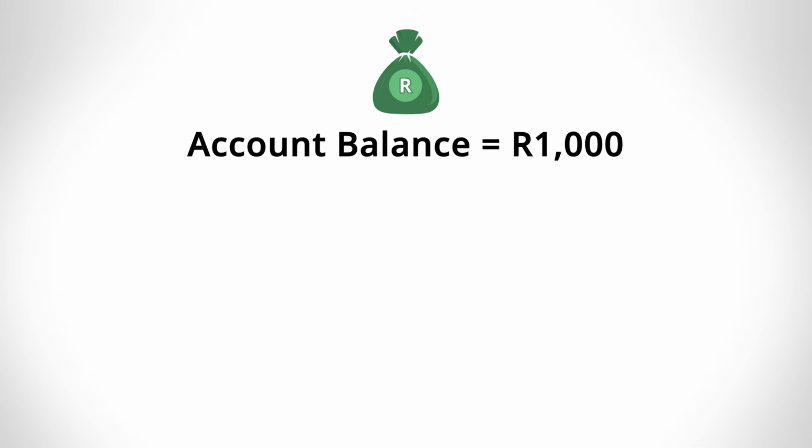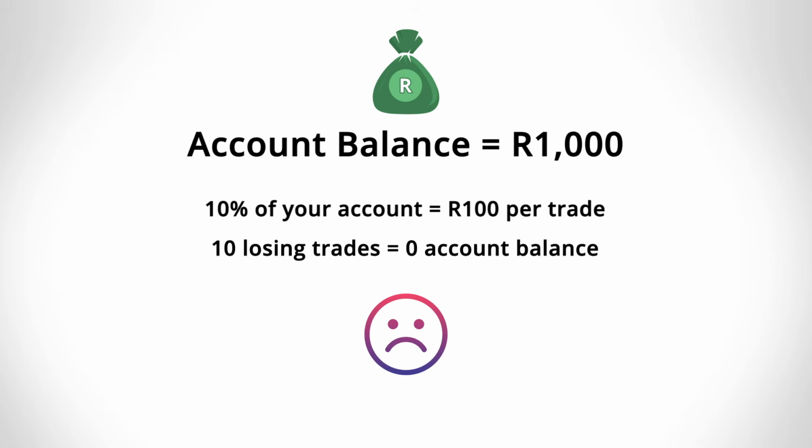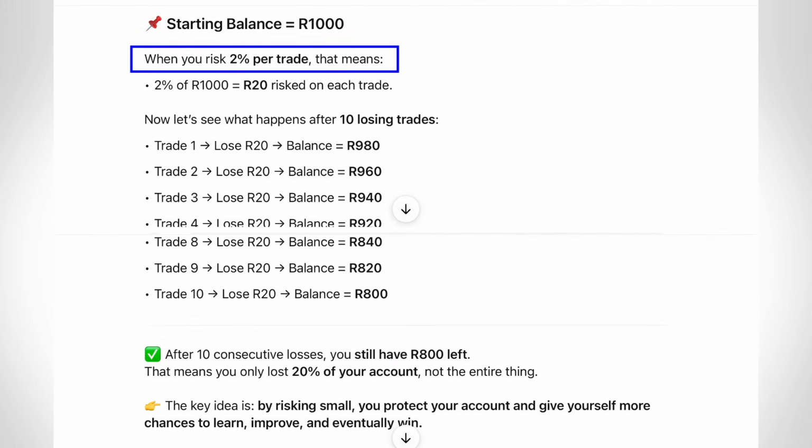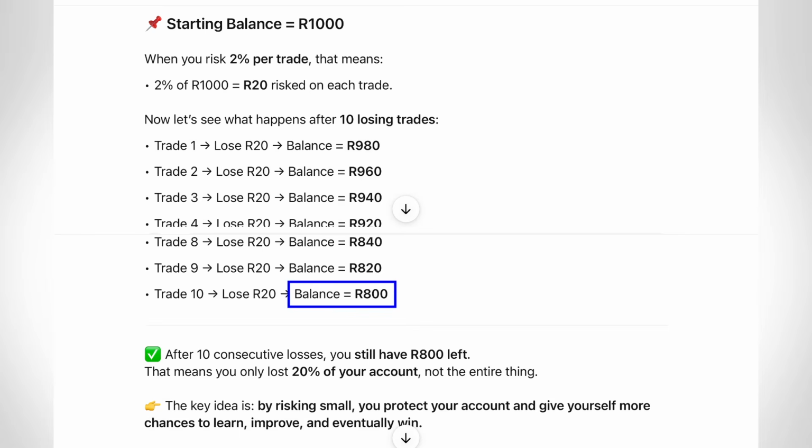So for example, let's say you have a trading account balance of 1,000 rand. If you risk 10%, that is 100 rands per trade. 10 losing trades will blow your account. But if you risk 2%, that is 20 rands per trade. Even after 10 losses, you will still have 800 rands left to keep learning and trading. So always remember that you are trying to protect your capital so that you have the opportunity to trade again tomorrow, because you can have a bad trade today and tomorrow may be good. But if you lose all your trading accounts on today's bad trade, how do you then trade tomorrow?